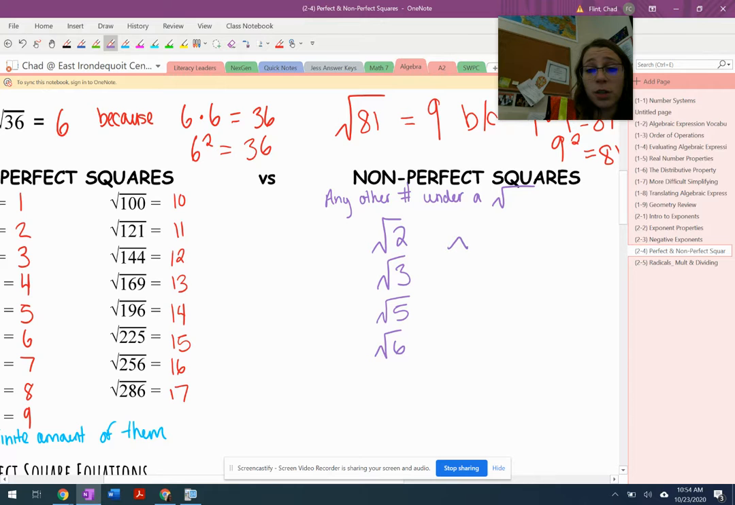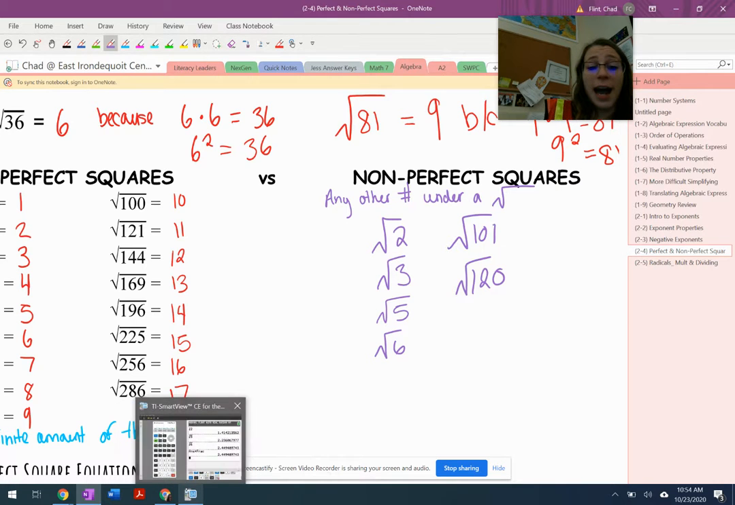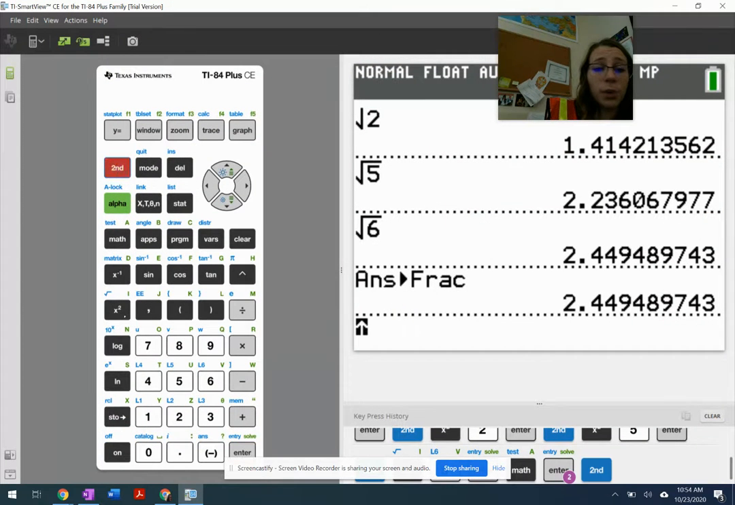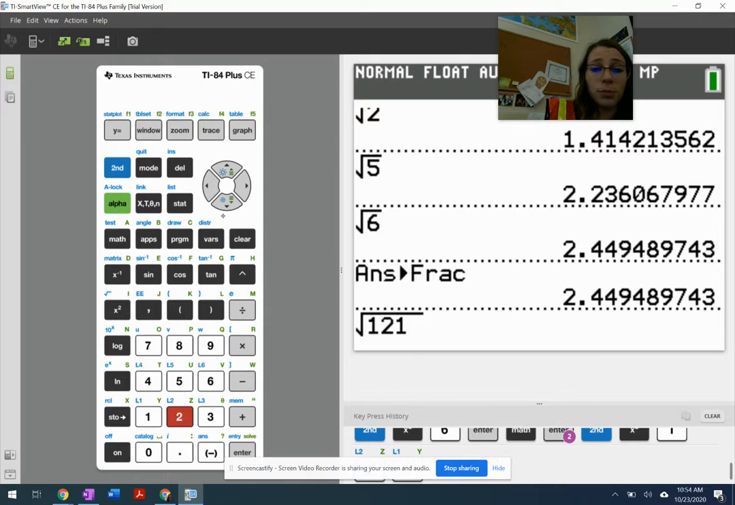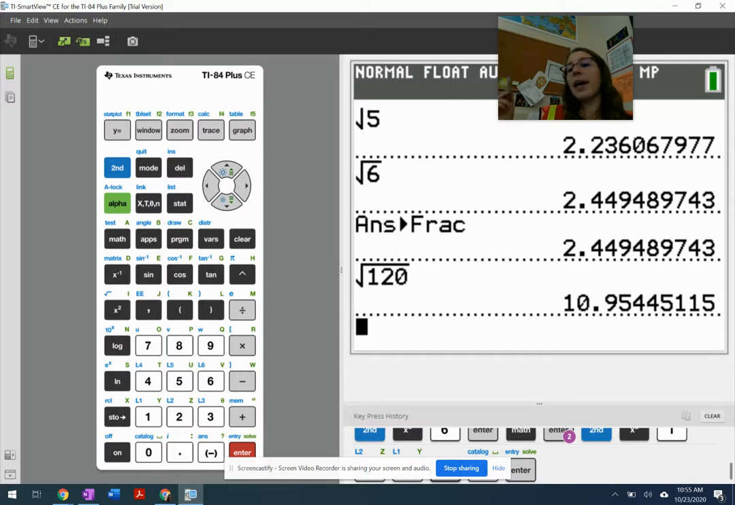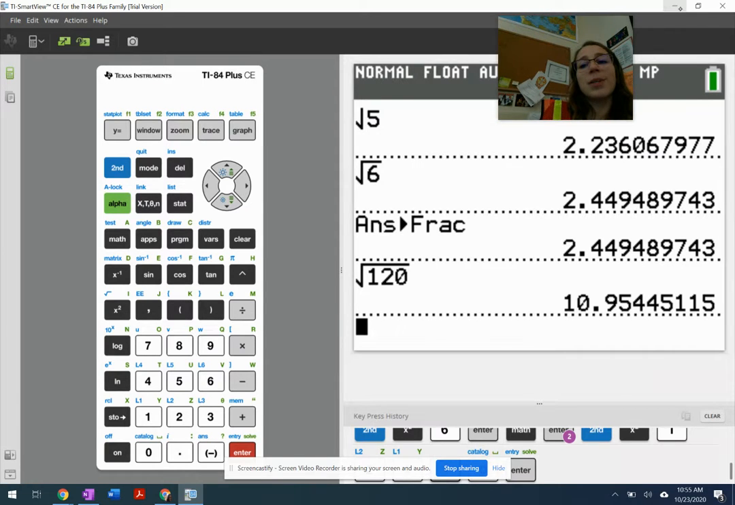So let's get some more: the square root of 101, the square root of 120. 121 is perfect, but 120 isn't. Notice the square root of 120 will be very close to 11, but not exactly. Let's look at that. The square root of 120 is 10.95. Really, really close to 11, but not exactly, because it's not that perfect square.